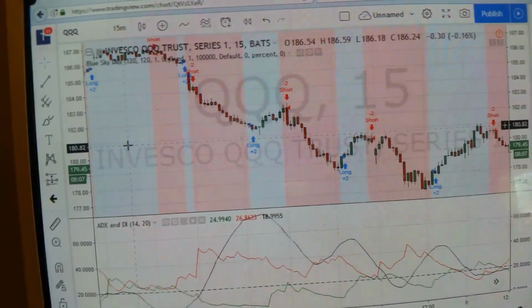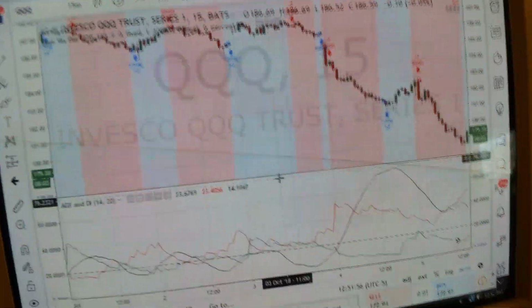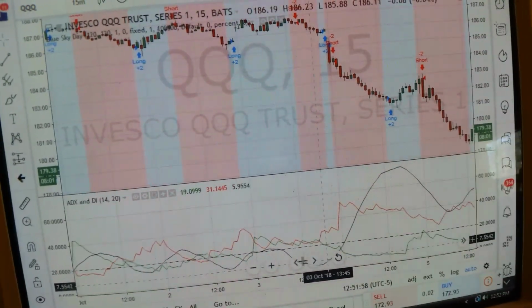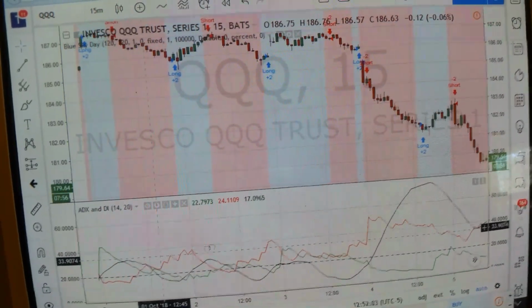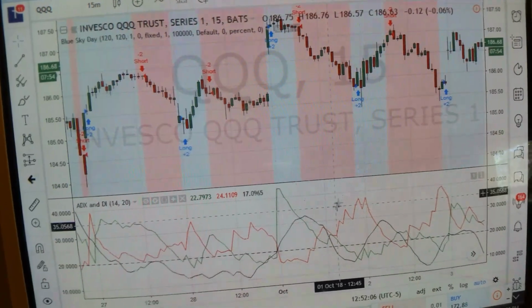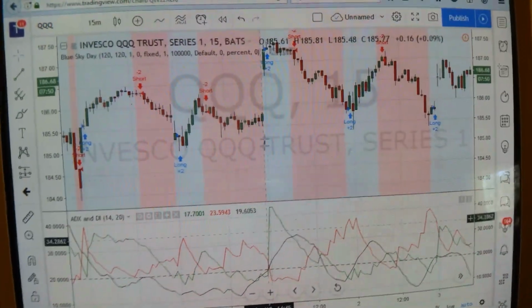I mean, once again, Blue Sky Day, great indicator. I showed this to somebody. Now you see this is going sideways. Well, look what's going on down here. The big thick ADX line is boring. It's below the line. You want to see there. All of a sudden things get choppy because now this line gets past the midpoint and things are starting to happen.